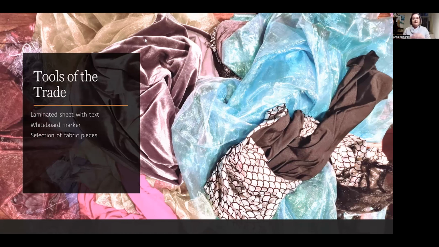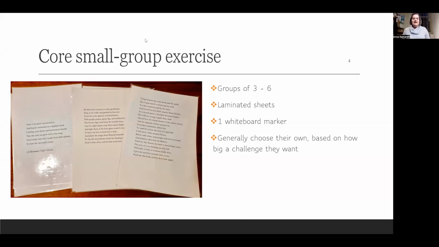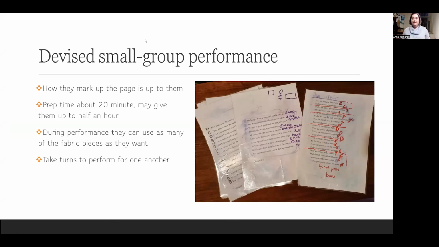imagery-based performances. So the tools of the trade for that are lots of lovely fabric pieces, these laminated sheets, and I put on those portions of text, and then each group gets to choose their own, one laminated sheet, one whiteboard marker, and then they're sent away to turn that into a physicalized performance. So I'm showing you there the way different students at different times have marked up their pieces, because it's up to them to do it in the way they want.